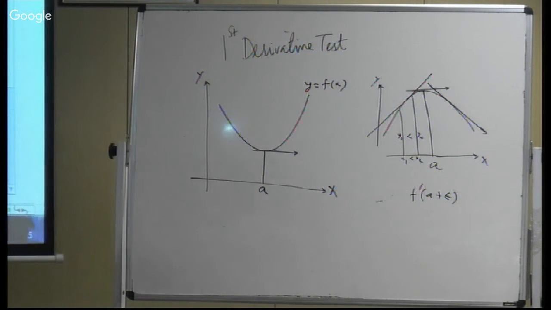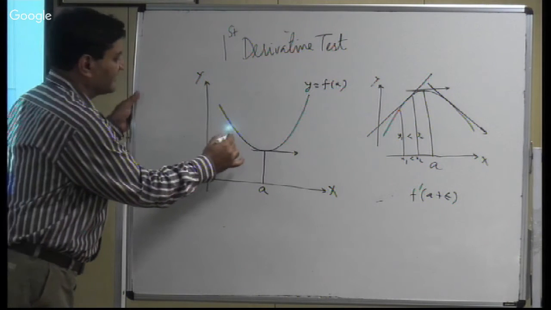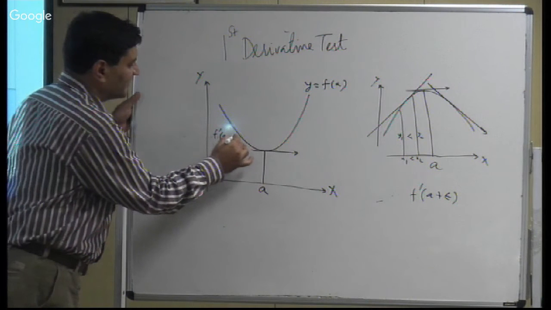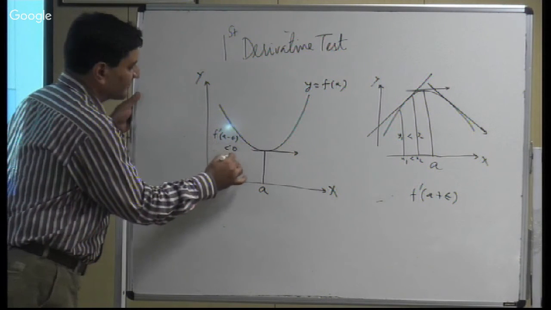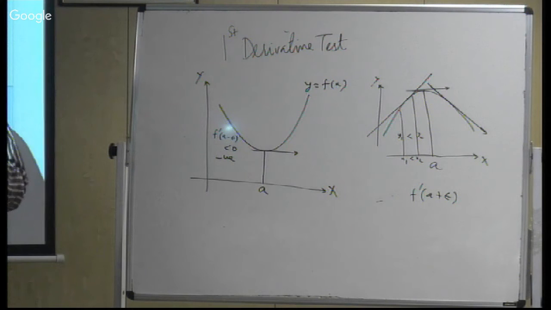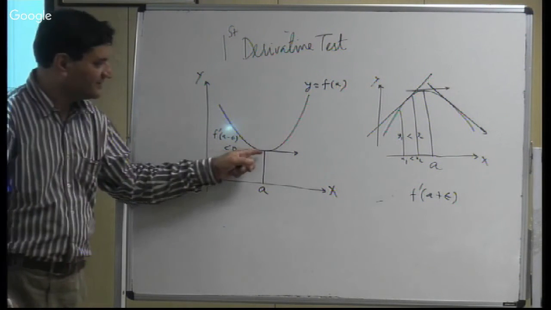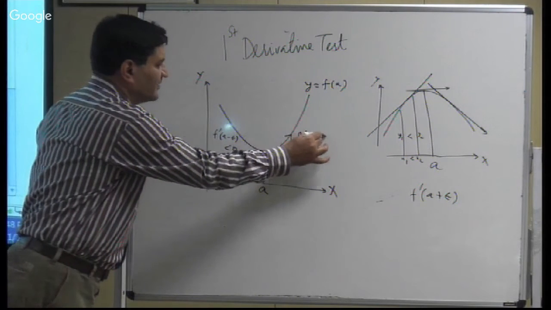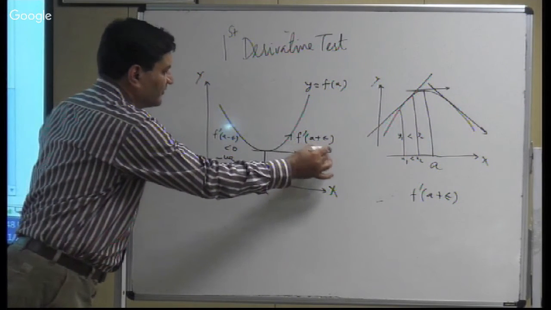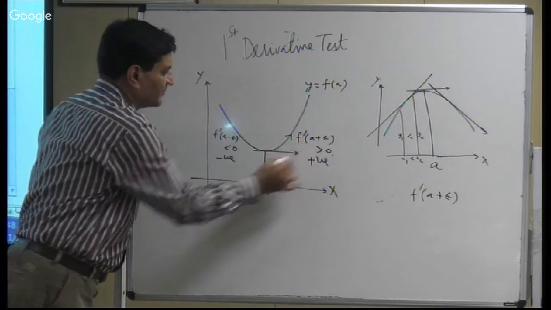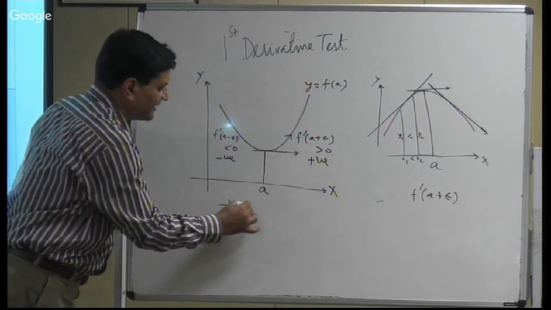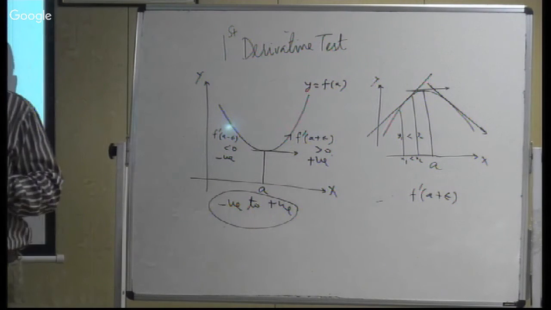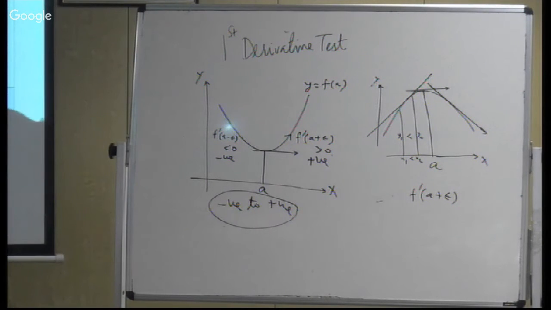Now on the left hand side the function is decreasing, so the derivative at a minus epsilon will be negative. And on the right hand side the function starts increasing. So if the function starts increasing, what will be the derivative at the point a plus delta? It will be positive. So the derivative here will change sign from negative to positive for x equal to a to be a point of local minimum. Is that clear to you?